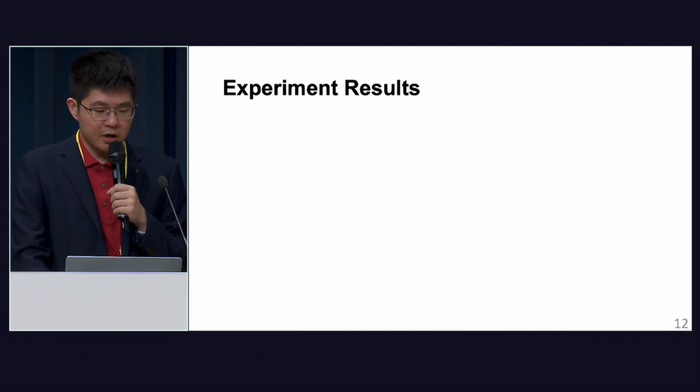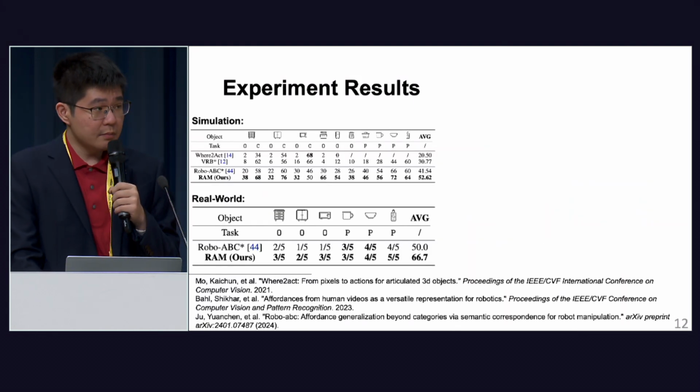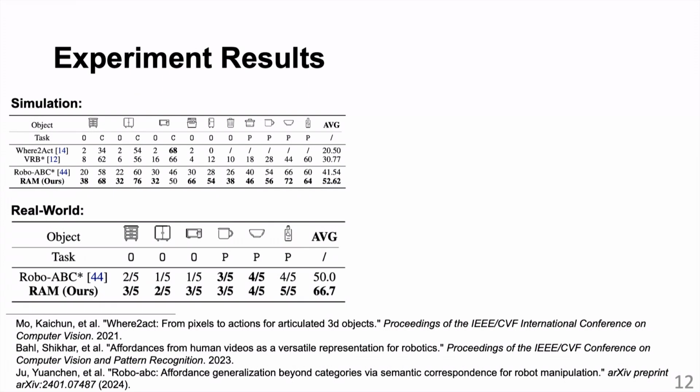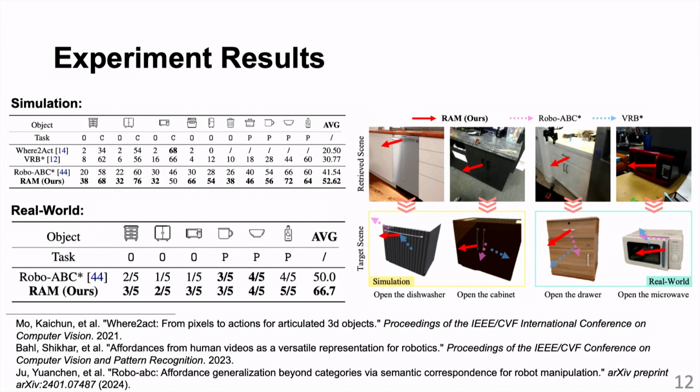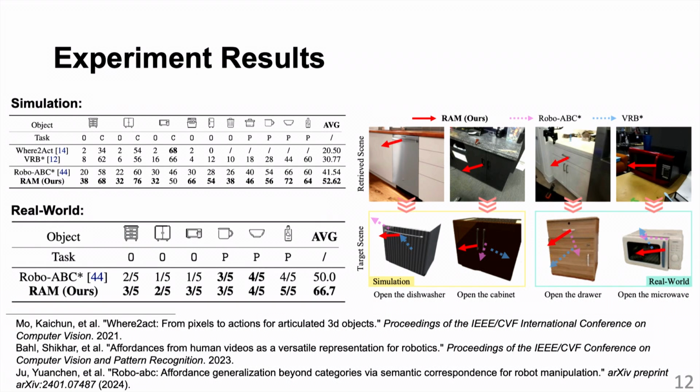We conduct experiments in sim and real on diverse manipulation tasks and compare against various baselines, including affordance prediction-based Where2Act and VRB, and retrieval-based Robo-ABC. Quantitative and qualitative results show our method outperforms all the baselines, thanks to our more advanced hierarchical retrieval and out-of-domain generalizability, which those affordance prediction models often lack. On the right, we also show that our method produces more reliable affordances than baselines.